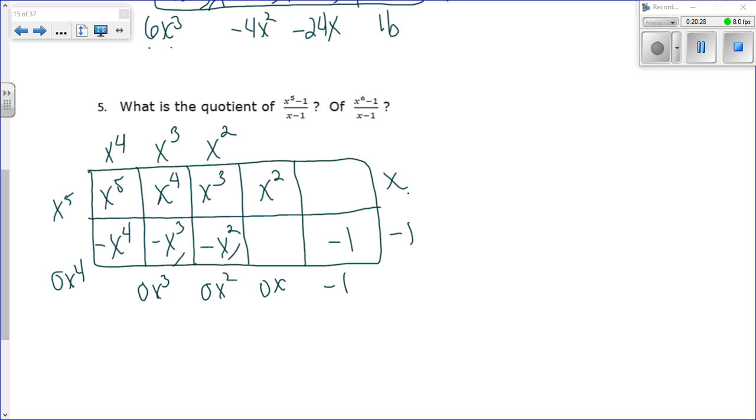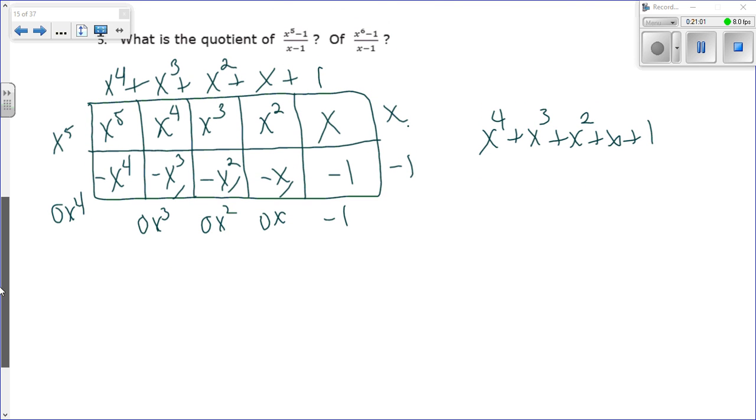X times what gave me x squared? Well, that's just an x. X times negative 1 is negative x. This diagonal here needs to add up to 0x, so that makes it x. X times what gives me x? Well, 1. 1 times negative 1 gives me negative 1, so that all works. So those are all plus signs. So believe it or not, those two little polynomials led us to this big, long polynomial for an answer.